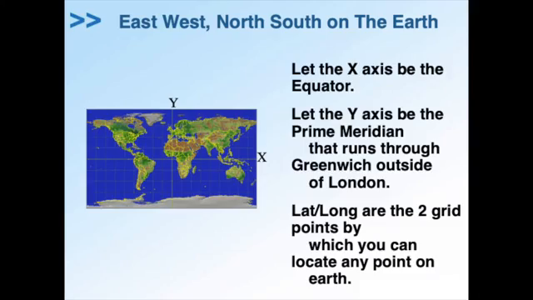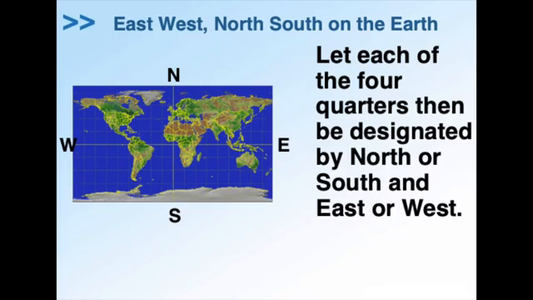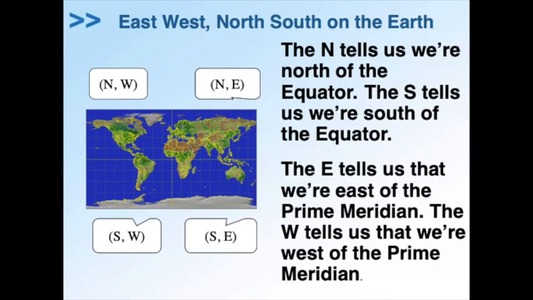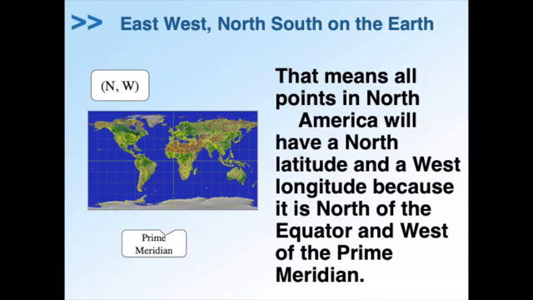Now, if we take a look, let the x-axis be the equator and let the y-axis be the prime meridian. Let each of our four quarters then be designated by north, south, east, and west. The north tells us we're north of the equator, the south tells us that we're south of the equator, the east tells us that we're east of the prime meridian, and the west tells us that we're to the west of the prime meridian. Pretty simple.